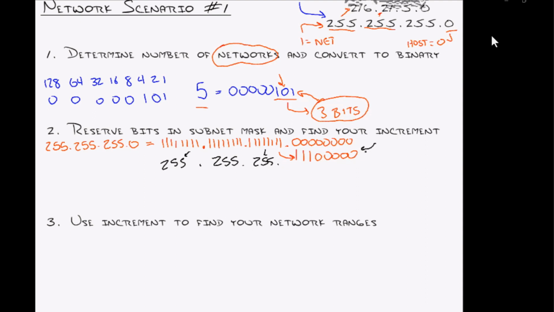Now, again, using those skills from before, if we line that back up to the binary chart, we've got 128, 64, 32, 0, 0, 0, 0, 0. So if I wanted to find out what this is in a decimal number, I would just take 128 plus 64 plus 32. And if we add that all together, it will be 224.